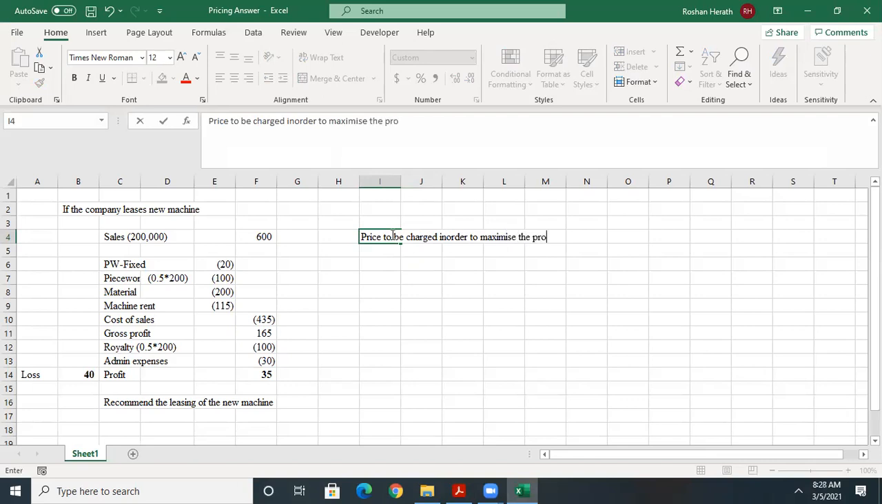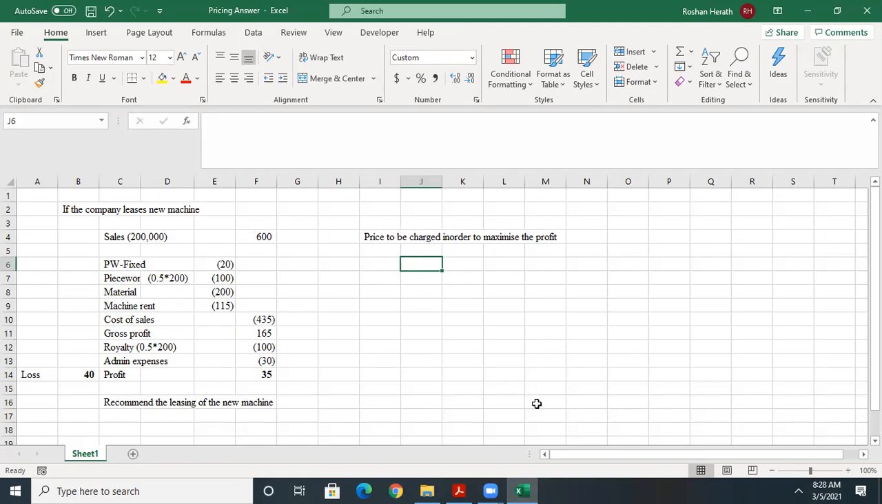So what is the price to be charged to maximize the profit? Or if I ask you, what is the point that maximizes the profit?